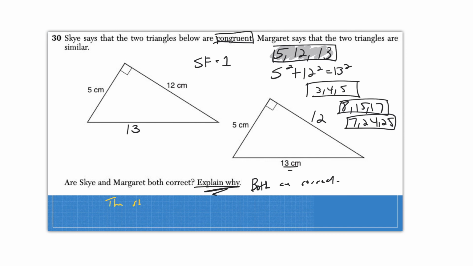These shapes are congruent by SSS, and they are similar by SSS with scale factor equal to 1. So you want to explain how you know that they're congruent and how you know that they're similar. Don't fall for the trick that they just want you to say they're congruent. That's what they're hoping you'll fall for.